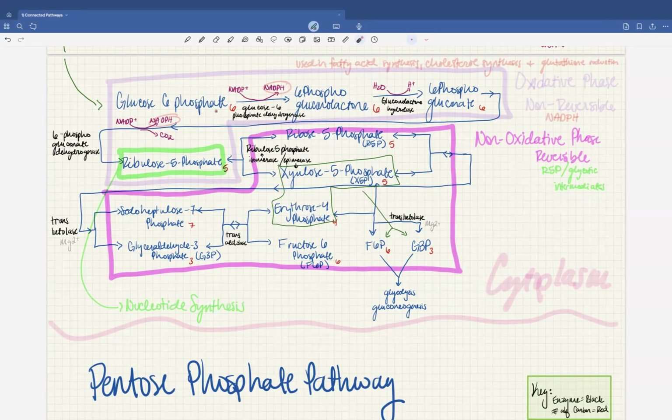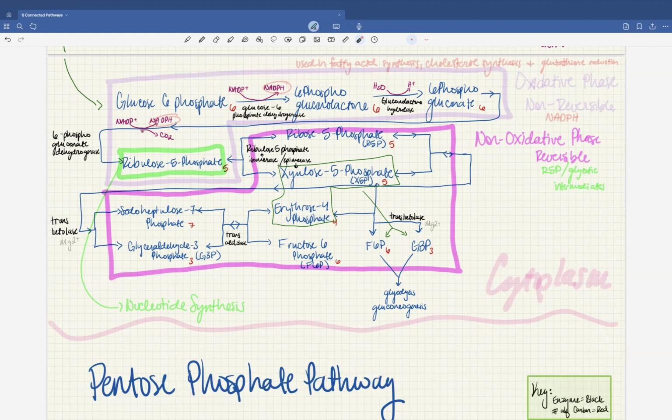So glucose 6-phosphate will be converted into 6-phosphogluconolactone by glucose 6-phosphate dehydrogenase. And this will create an NADPH. From here, 6-phosphogluconolactone will be converted into 6-phosphogluconate by gluconolactone hydrolase. And then 6-phosphogluconate dehydrogenase will create ribulose 5-phosphate.